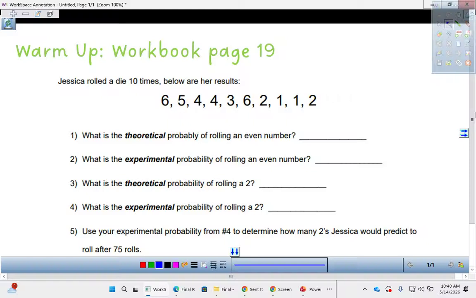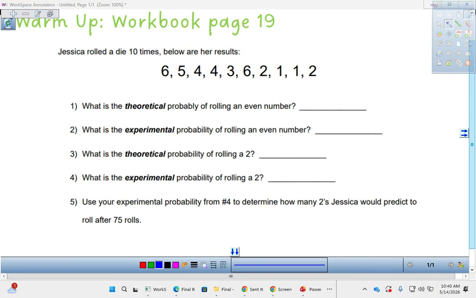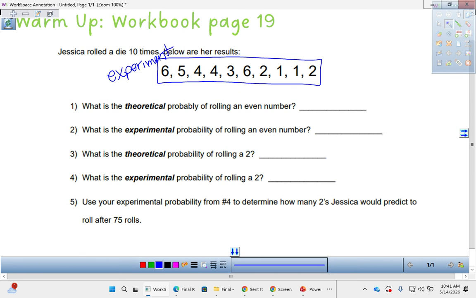All right, so Jessica rolled a die 10 times, below are her results. So this is Jessica's experiment. If you are doing an experimental probability, you're going to use that data. What are you going to use if you're doing a theoretical probability?